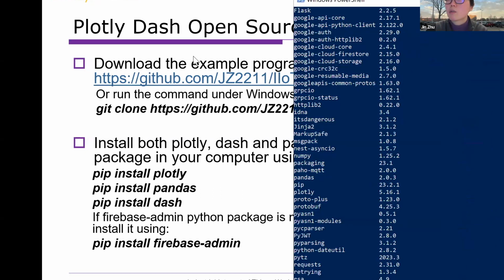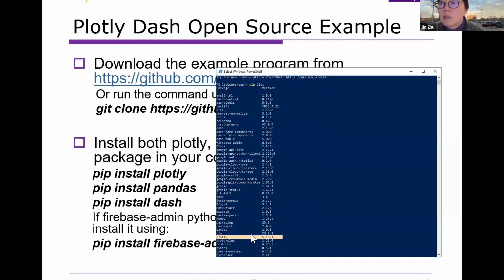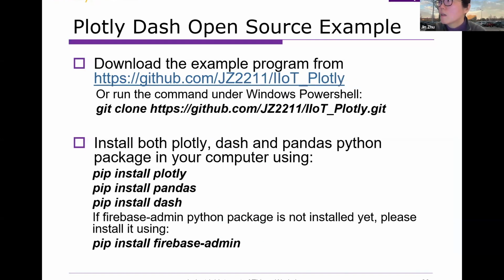Okay, see, pip list, and it's showing I already have Dash installed, right? Also Firebase admin, that version is installed. What else? We said Plotly, right? Yeah, and also pandas. So they're all installed already. So you could just check if it's installed. If it's not, then you just run pip install to install those packages.